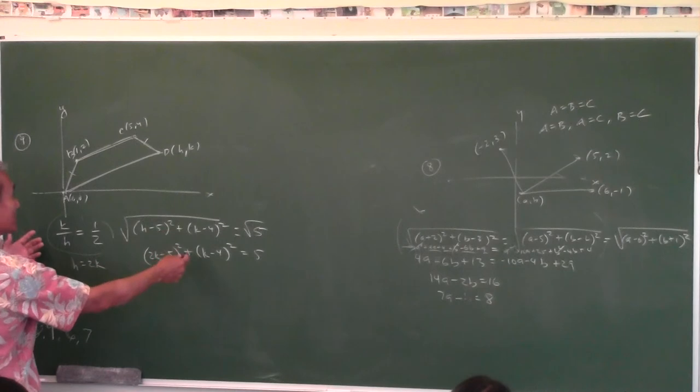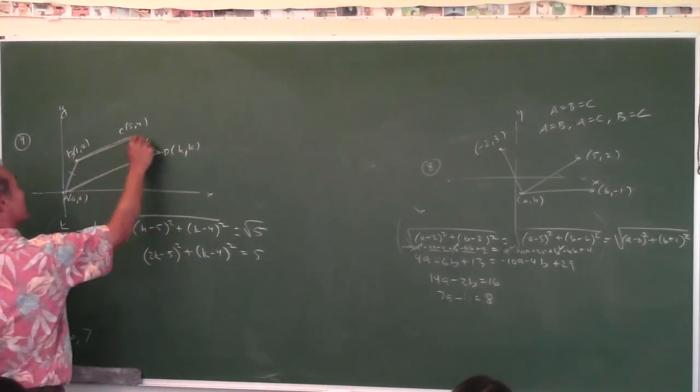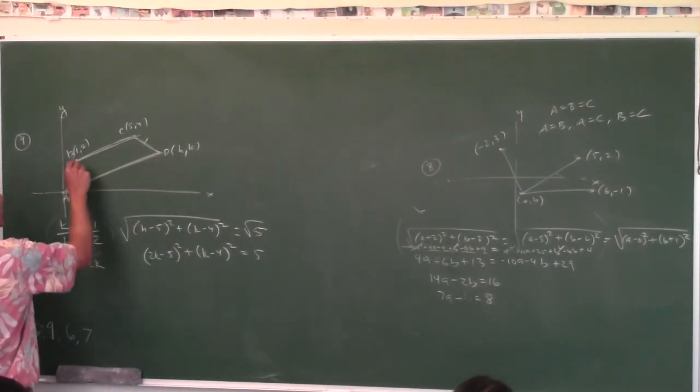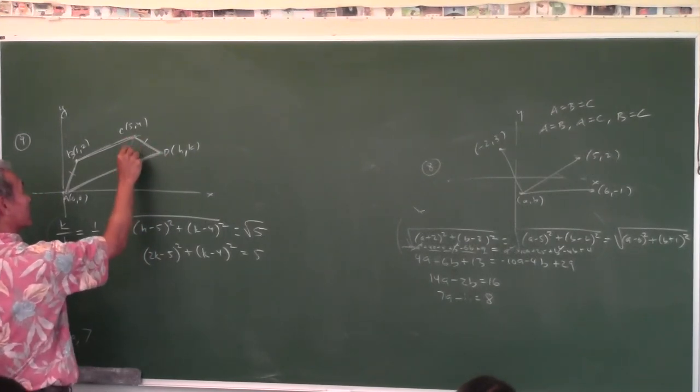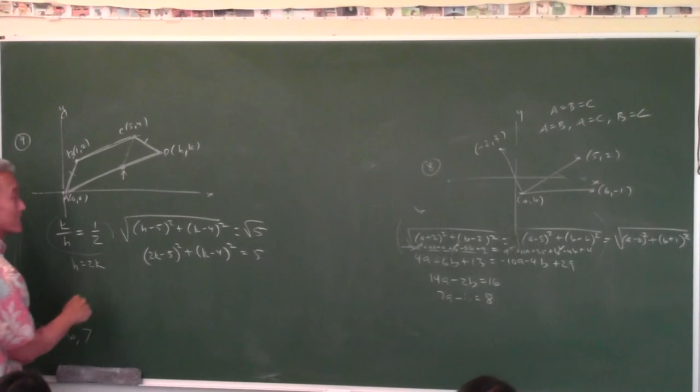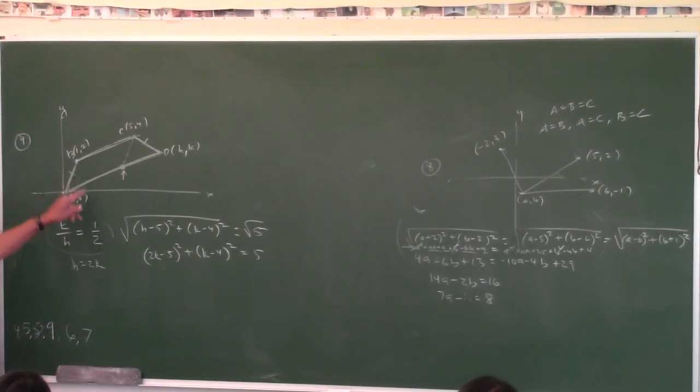Because what are the conditions we imposed on this? This side is parallel to that side, and this side got to equal this side, right? So wouldn't there be another point, like, right there, that satisfies those two equations? But that one we got to cross out. You know why? It doesn't make an isosceles trapezoid. It makes a parallelogram. So that's why we got to cross that one out.